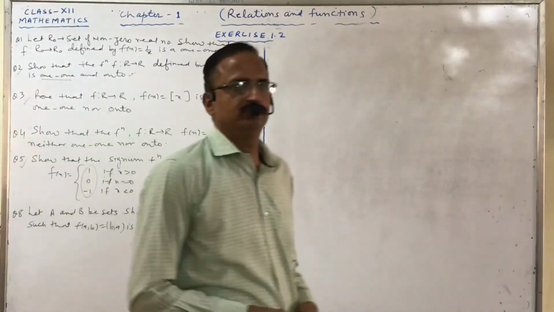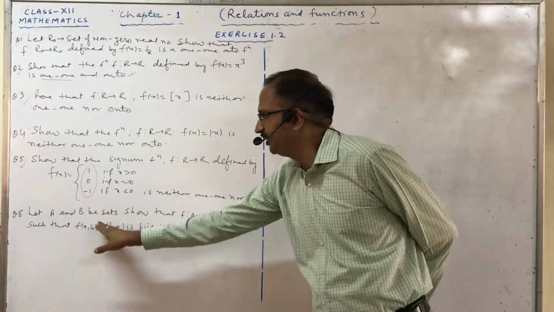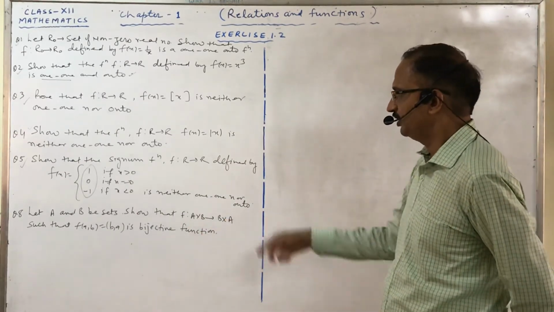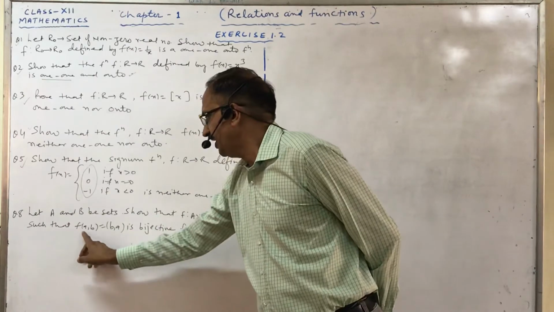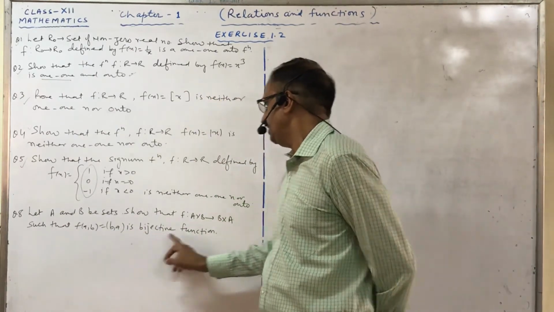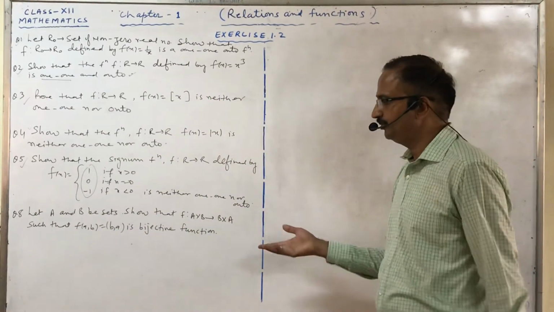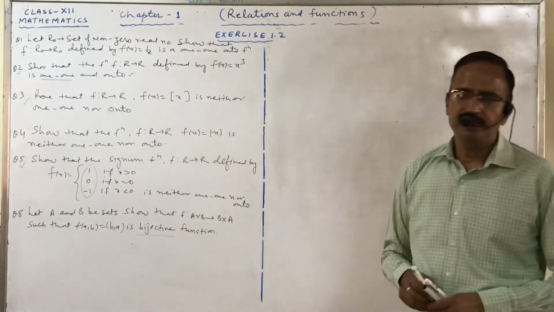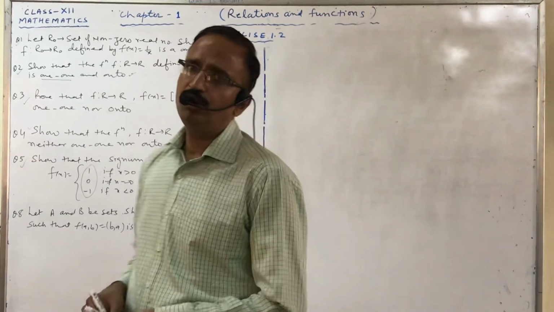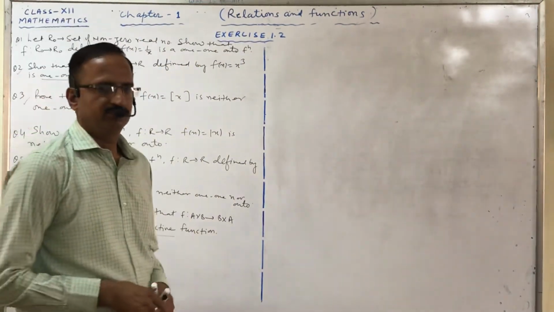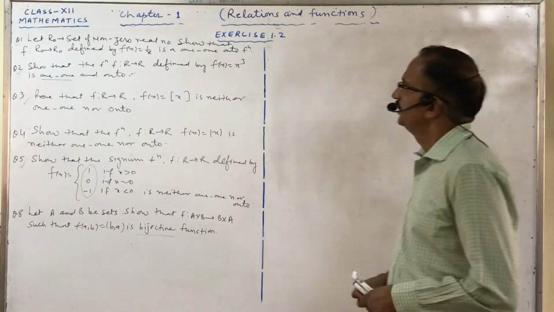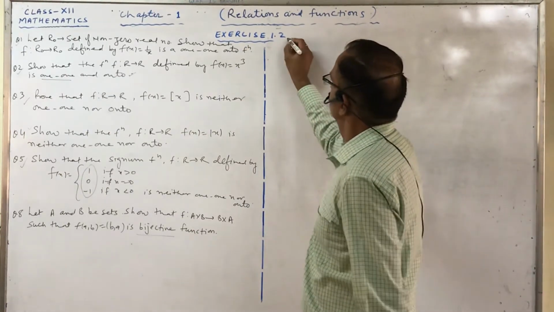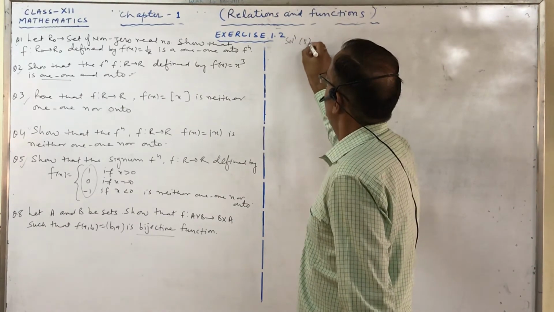Okay children, let A and B be the sets, show that f: A cross B to B cross A such that f(a, b) equals (b, a) is the bijective function. So we have to prove that this is bijective. It means it is one-one and onto. So first of all we will prove this as one-one, then onto. This is question number 8.